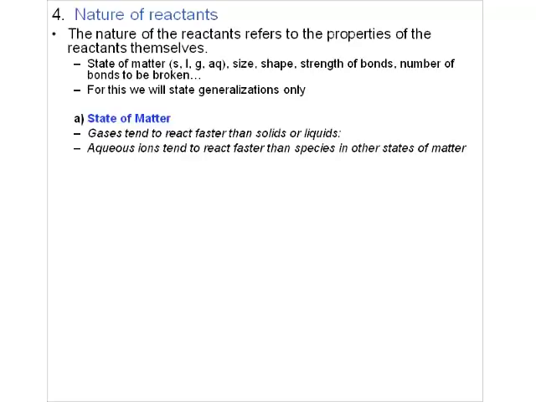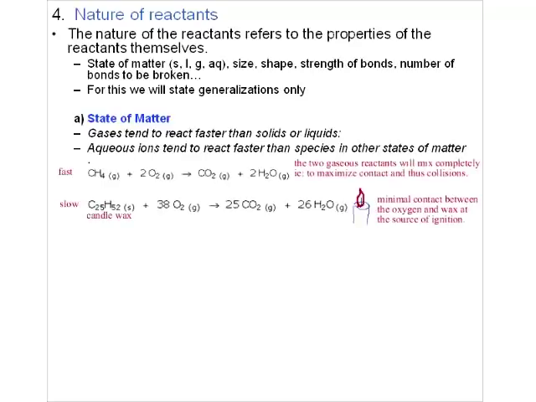Aqueous ions tend to react faster than species in other states of matter. And the reason behind that, well, here's a little example. The reaction of, say, methane, which is a gas, reacting with oxygen, which is another gas, these guys will mix completely, and that's a very fast chemical reaction. That's going to go kaboom, right?